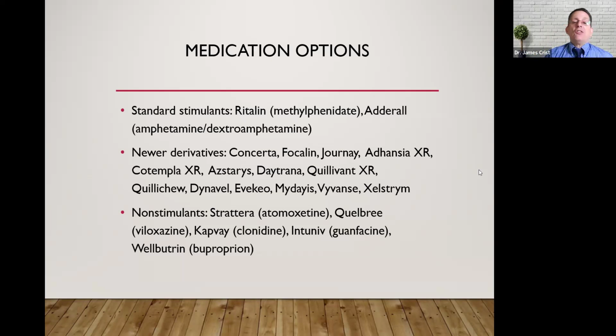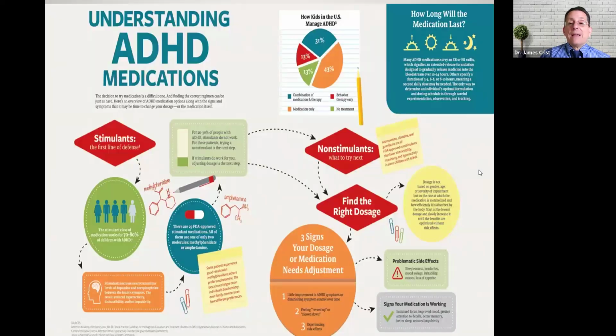We also have a number of non-stimulants. Strattera is one you may have heard of. Qelbree is a newer one. Kapvay is clonidine. Tenex is guanfacine. And then Wellbutrin. These are all non-stimulants. Sometimes those are helpful when you have side effects from the other stimulants, or they are not working so well. And we don't really know ahead of time who's going to respond well to which medicine. So sometimes it's just trial and error. So keep that in mind as well.